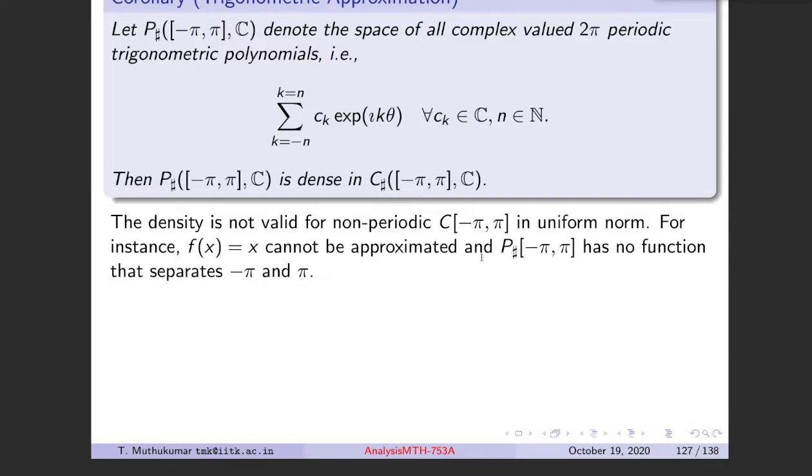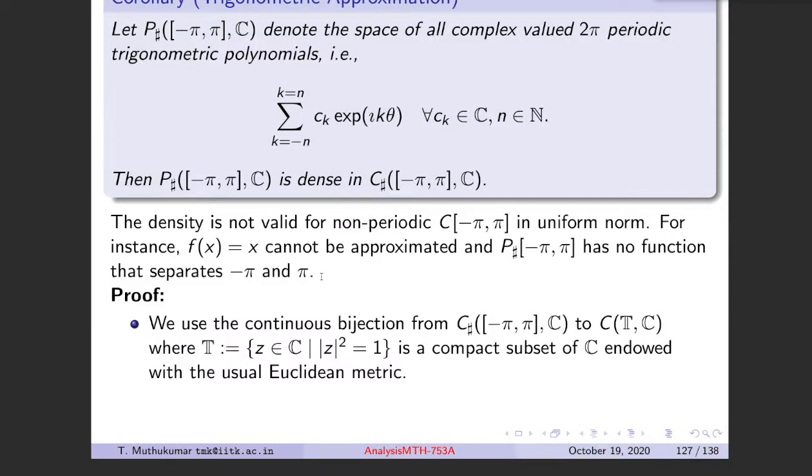Right, and that is obvious, right? Because if you take minus pi and pi, because of the 2 pi periodicity, the value at pi and minus pi will be the same. So there is no function which will take different values on these 2 points when you have a 2 pi periodicity. So that's why it doesn't separate points.